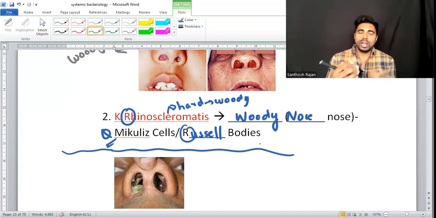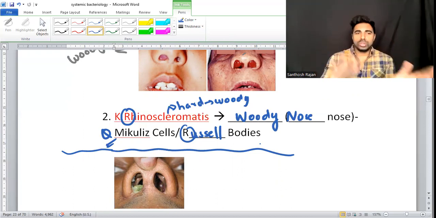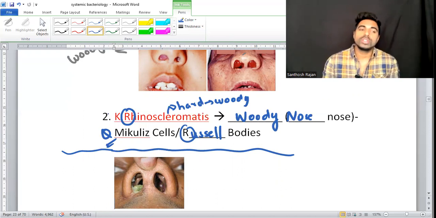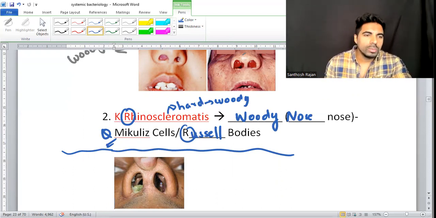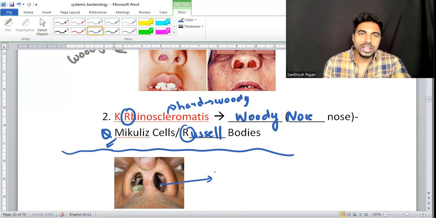So if it is hard, what will happen? The nose will become hard, woody nose. What cells will you see? Mikulicz cells, R for Russell's body. Russell's body, okay, you see it in rhinoscleroma. Next, look at this. What is this? Look at this nose, it looks very spacey. Okay, it's a roomy nose.